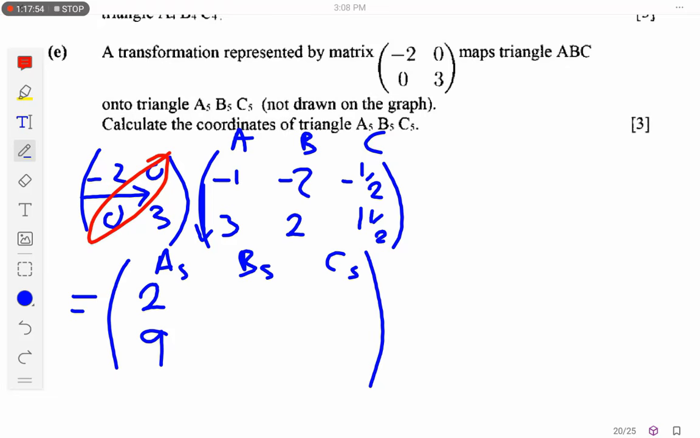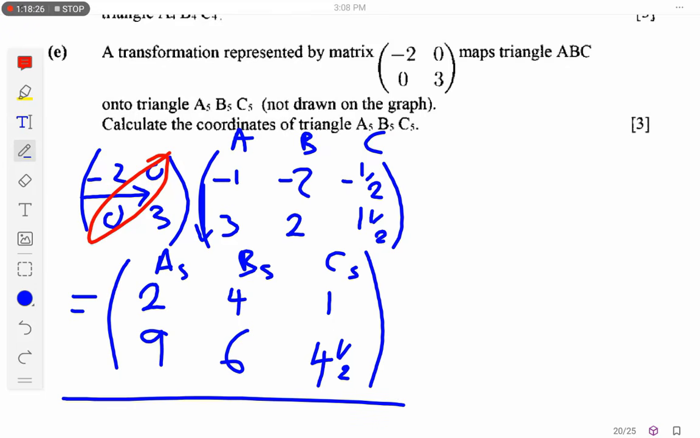minus 2 by minus, oh, sorry guys. Yeah, that's correct actually. Minus 2 by minus 2, that's a 4. Then 0 by minus 2, plus 3 by 2, I'm getting a 6. Okay. Then the last one for C, minus 2 by half, I'll get a 1. Then 3 by 1.5, I'm getting a 4.5. Okay, so these are not yet the coordinates. This is how we find them.